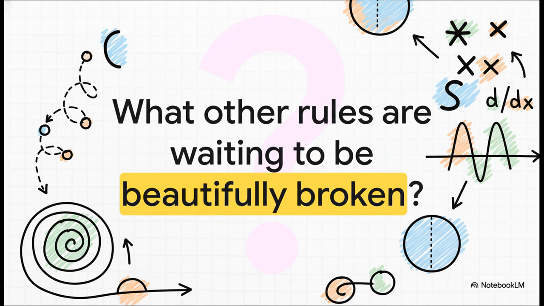So think about it. We started with a simple question about factorials that seemed impossible, that seemed to break the rules, and the journey to find the answer led us to this beautiful, powerful new idea that somehow connects multiplication, calculus, and even the geometry of a circle. It really makes you wonder, what other mathematical rules are just out there, waiting to be beautifully broken?